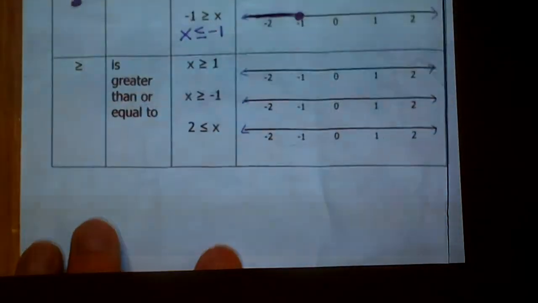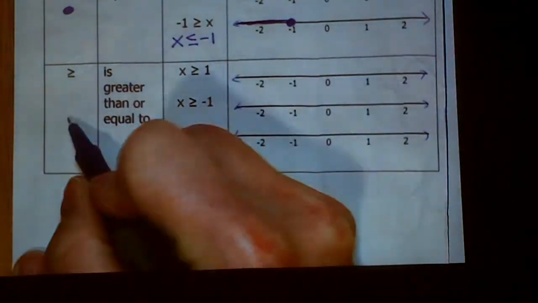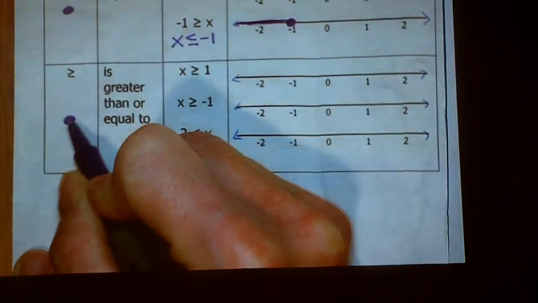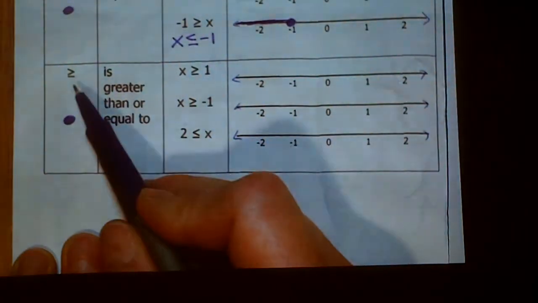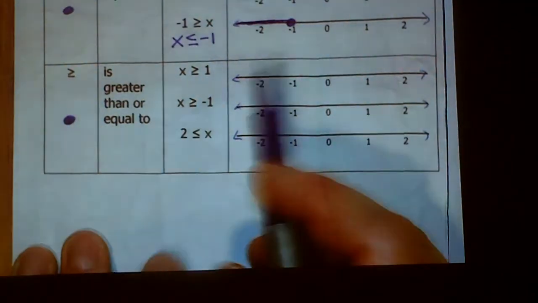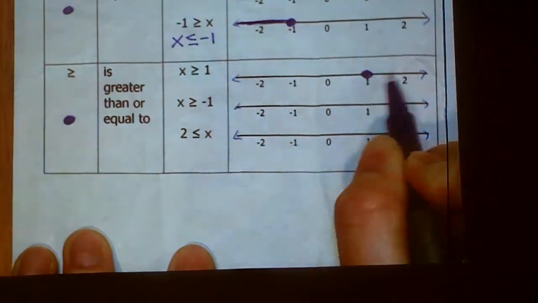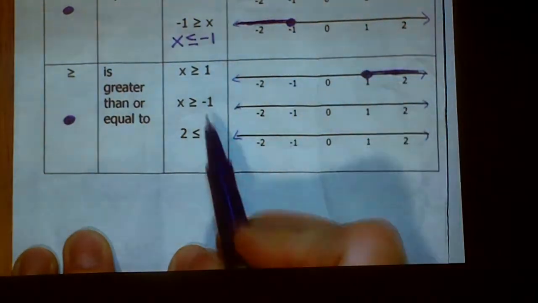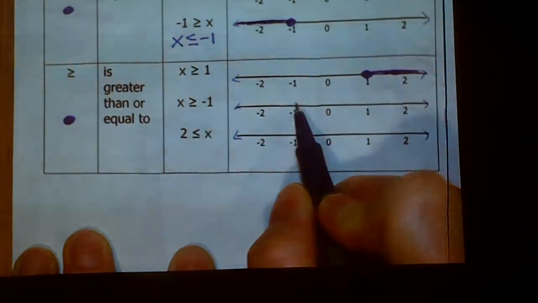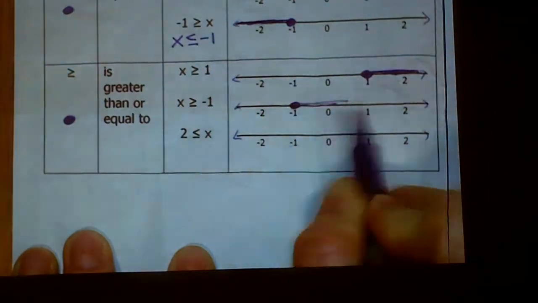Okay, and the last one of these is the greater than or equal to. Again, you're going to use the closed circle. That little line just fills it in. It means that it can be equal to it. That's why you're filling it in. So if x is greater than or equal to 1, that means it can be 1 or all the values greater. If x is greater than or equal to negative 1, that means it can be negative 1 and all the values greater.